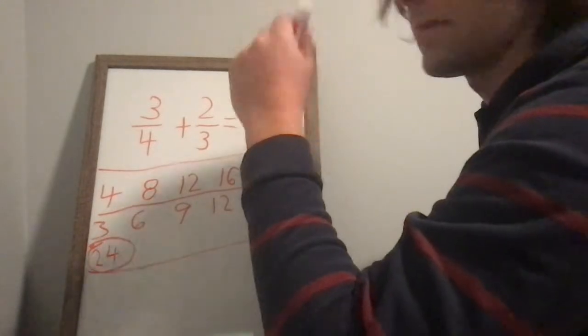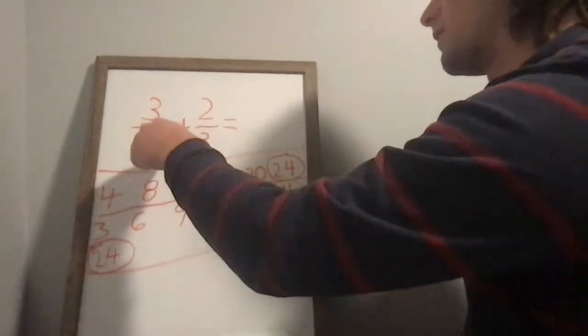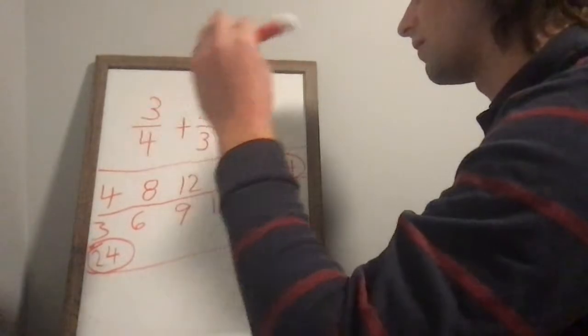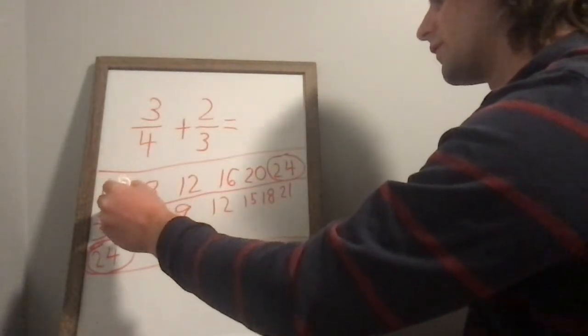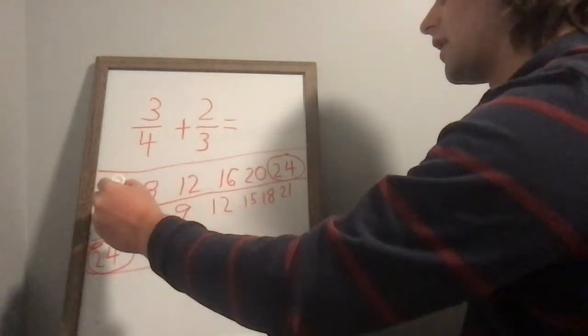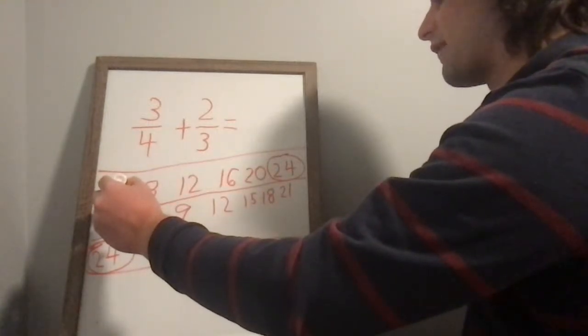So now the next step is we have to convert 3/4 to 24ths. When I counted by 4s, 4, 8, 12, 16, I have to figure out how many times I had to count by 4 to get to 24.